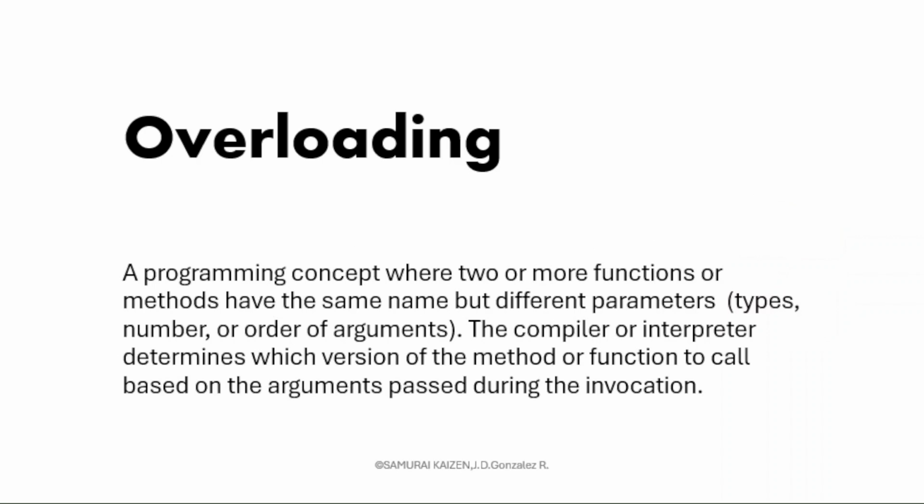Overloading. A programming concept where two or more functions or methods have the same name but different parameters, such as types, number, or order of arguments. The compiler or interpreter determines which version of the method or function to call based on the arguments passed during the invocation.